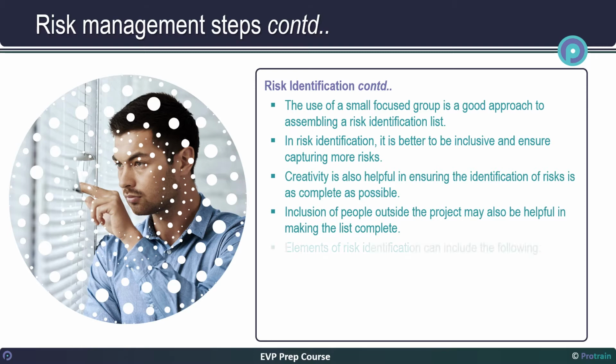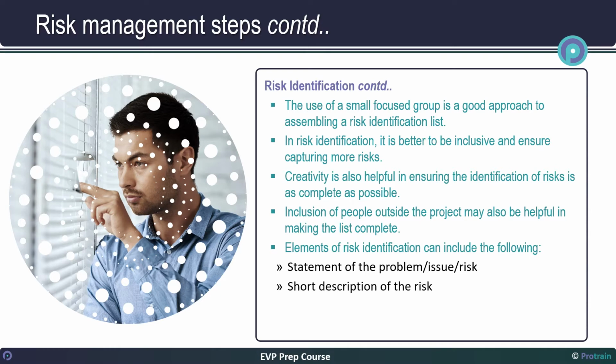Elements of risk identification can include the following. Statement of the problem, issue, or risk. Short description of the risk. Identification of the fundamental risk. And basis for categorizing the risk.